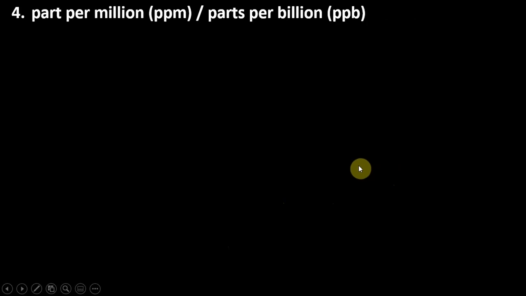The fourth one is very similar to the second one. It's a mass by mass, but rather than using percent, where we multiply by 100, we're now going to use parts per million, parts per billion. So we're going to multiply by 1,000,000 and multiply by 1 billion instead. That's the only difference. And if you can wrap your brain around that, it makes this a whole lot easier.